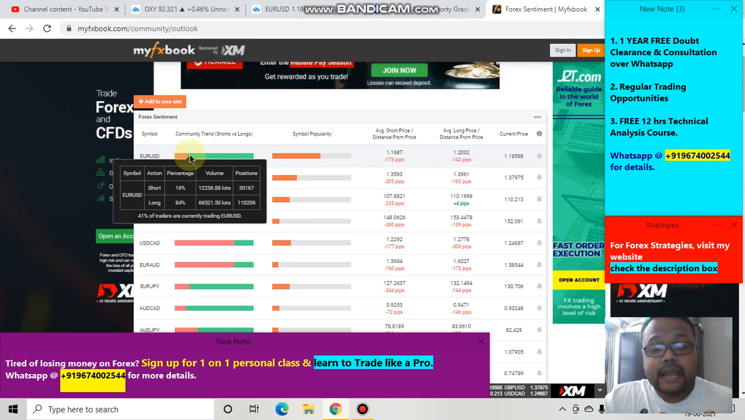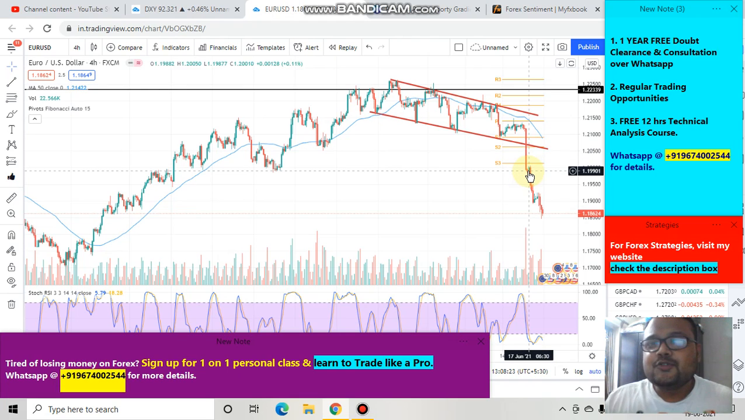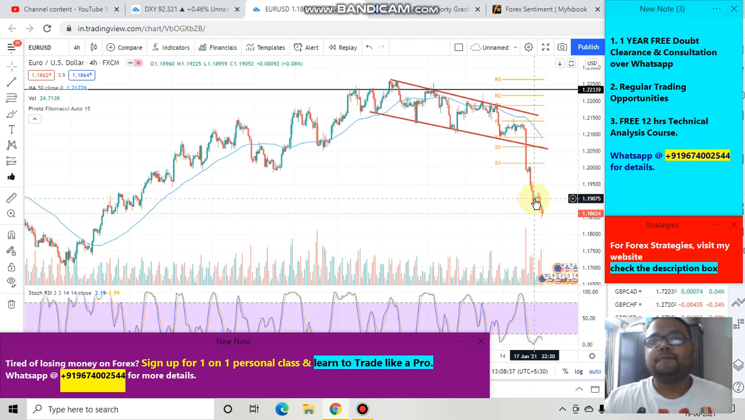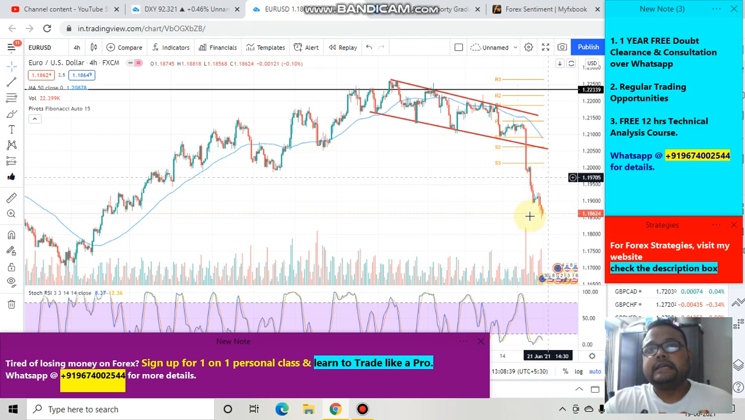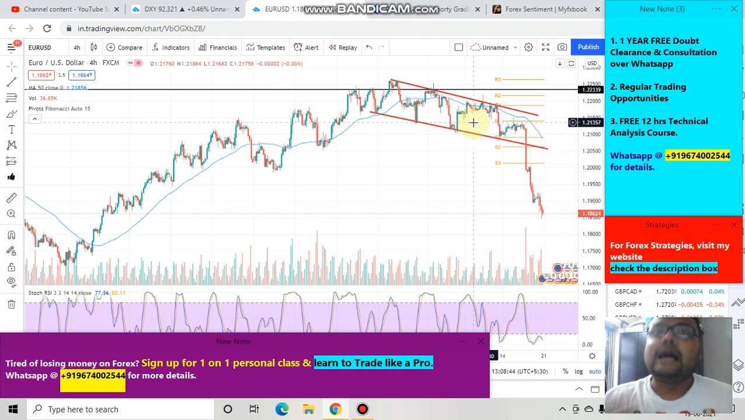You can clearly see here 84%, not a matter of joke. Retail traders started buying at this particular price level, and as we all know, the market is driven not by retail traders. The market is driven by banks, hedge funds, the big players, the big boys, and they were in selling mode. As a result, the market fell. So this thing happened in the market. Retail traders are suffering, and they will suffer if they do not understand the market well.